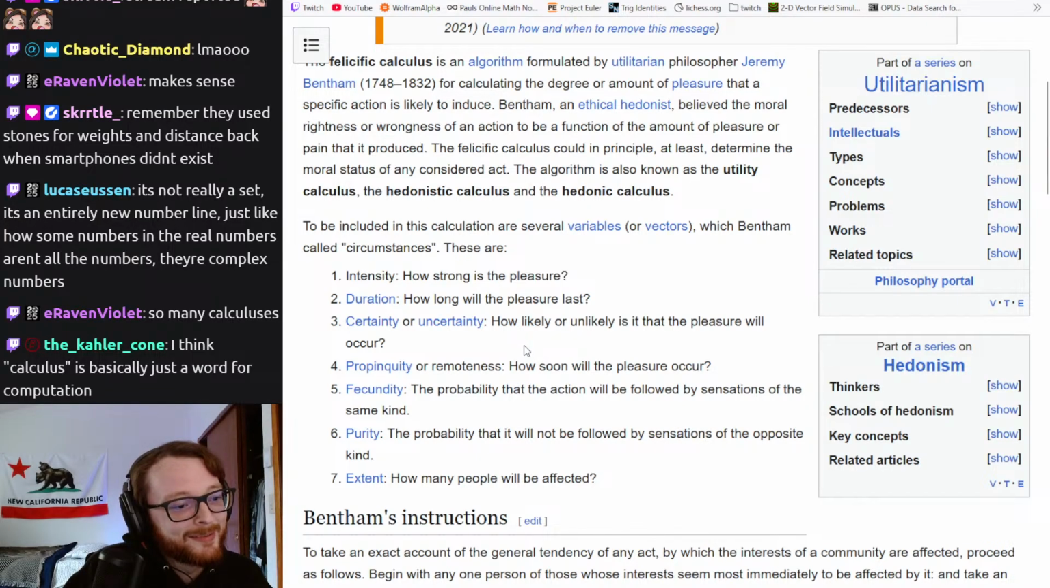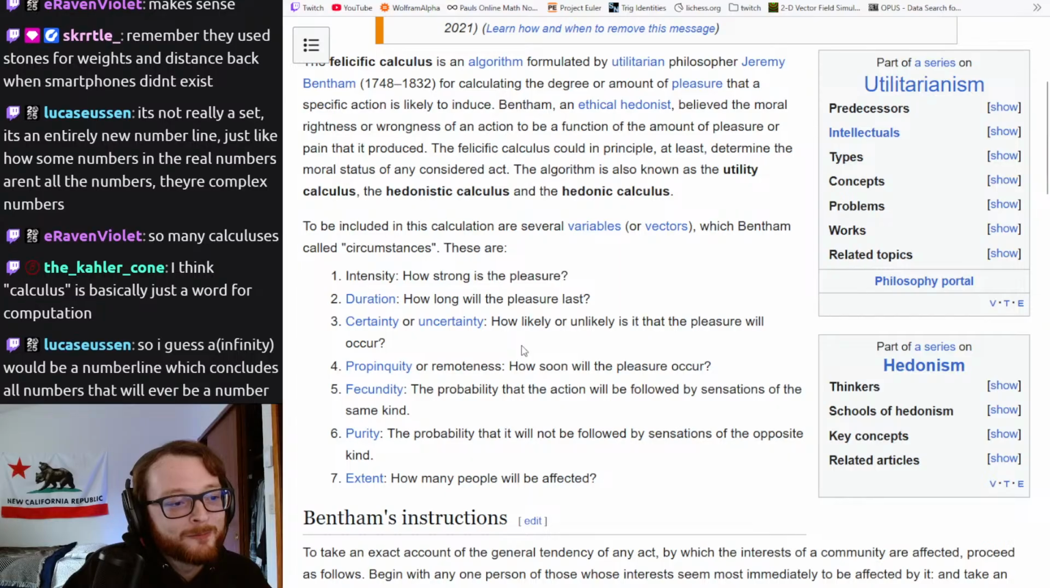These stones were weight indices back when smartphones didn't exist. What do you mean when smartphones didn't exist, Skirtle? Pretty sure cavemen had iPhones.